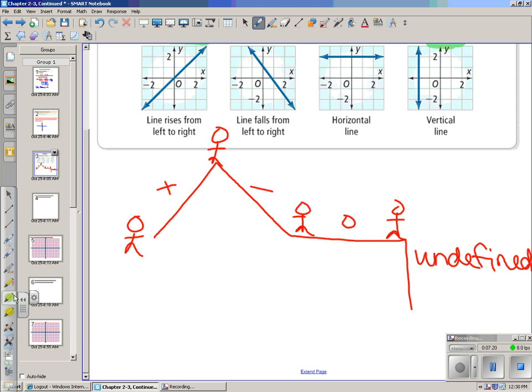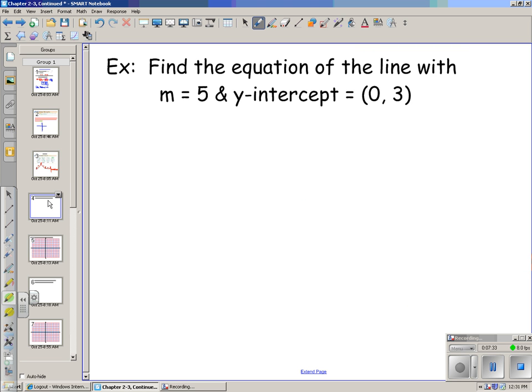Okay, this is the roller coaster or sled riding picture. Keep it in your brain. It's going to be imprinted. I'm going to refer back to it all the time. Okay? All right, next.